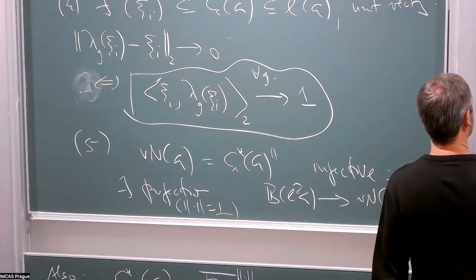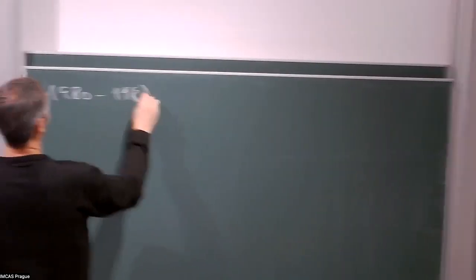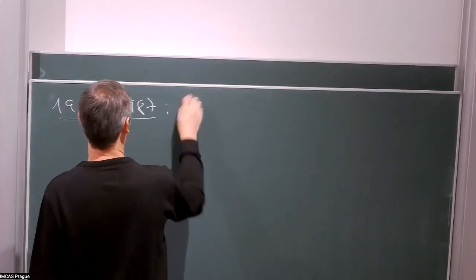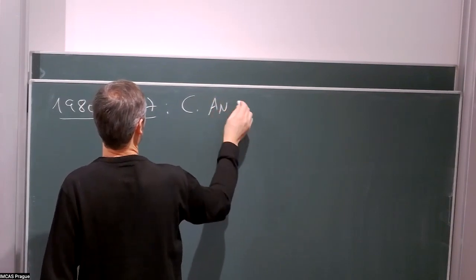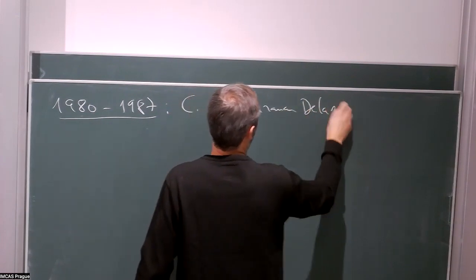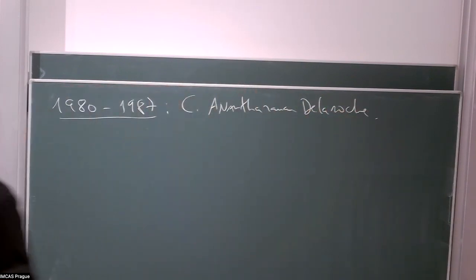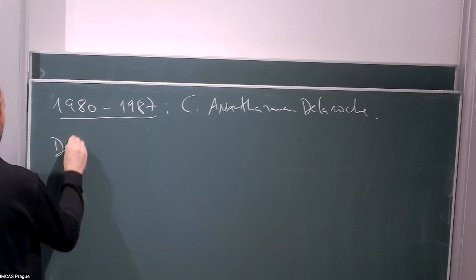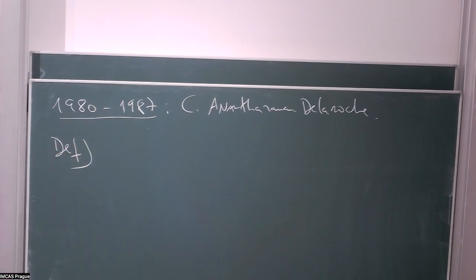Later in the 1980s, sorry, the 80s, from the 87, Claire Anantharaman-Delaroche came with a generalization of amenability that applies to groups acting now on C*-algebras. First, in the 80s, she came with a definition for von Neumann algebras.